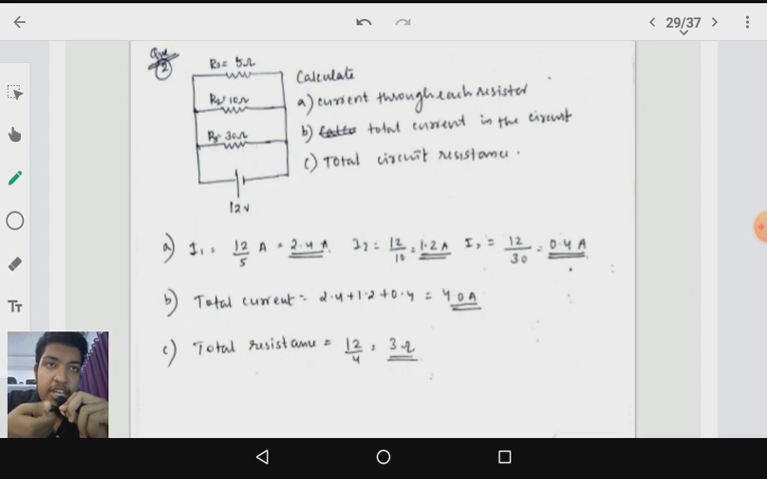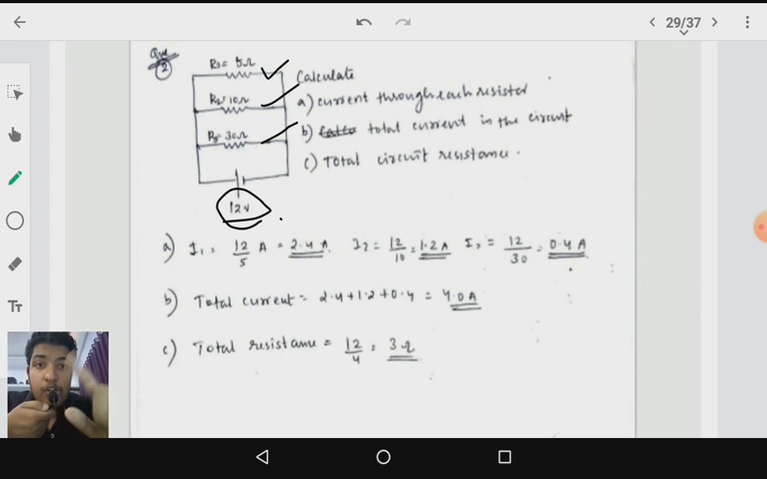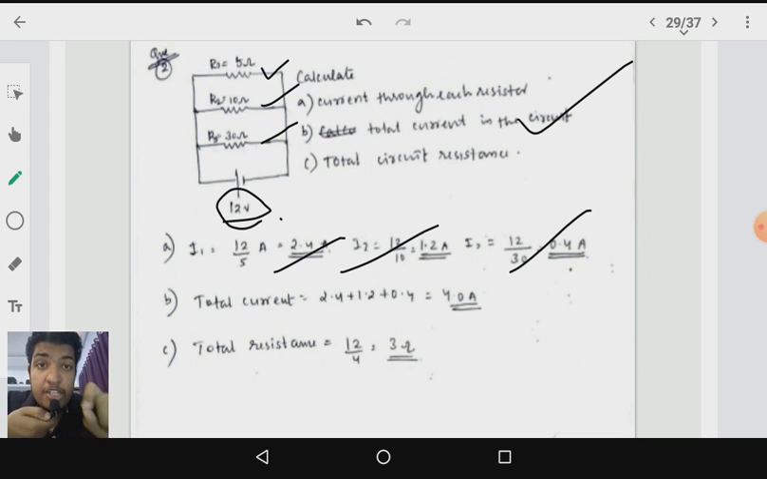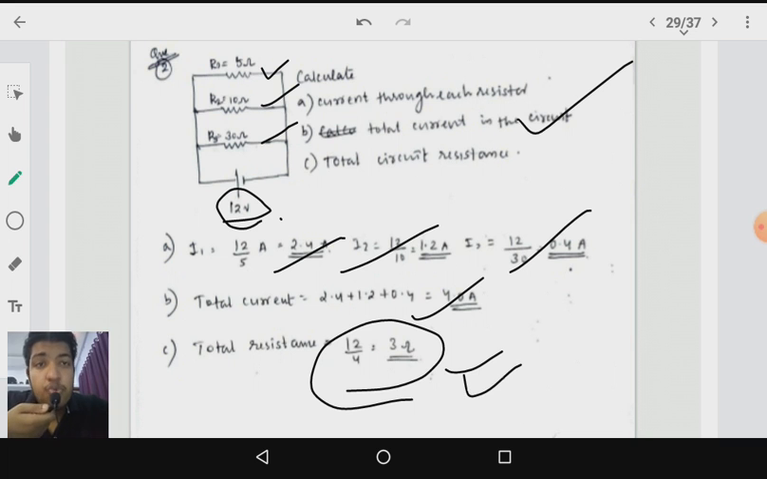Next, this is another numerical. Calculate the current through each resistor. So here it is connected in parallel, so everywhere you have this 12 volt, so you can calculate I is equal to V by R. It's a very easy question. You can find I1, I2 and I3. The total current is the sum of the individual currents, so that is 2.4 plus 1.2 plus 0.4. Total resistance is equal to total potential difference divided by total current, so you can get it easily. That is equal to 3 ohm.